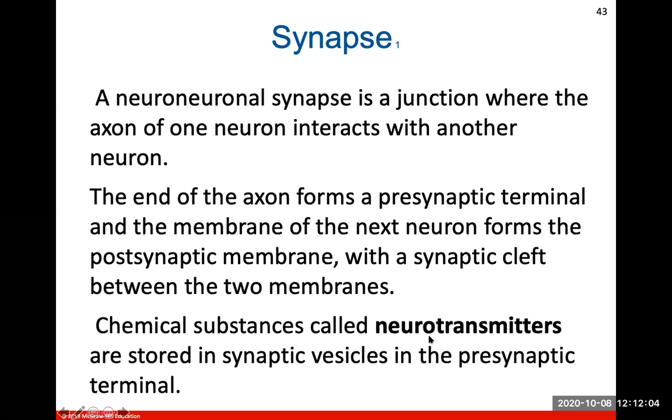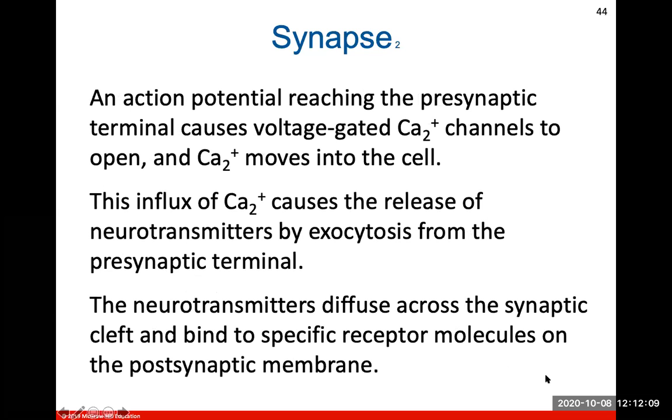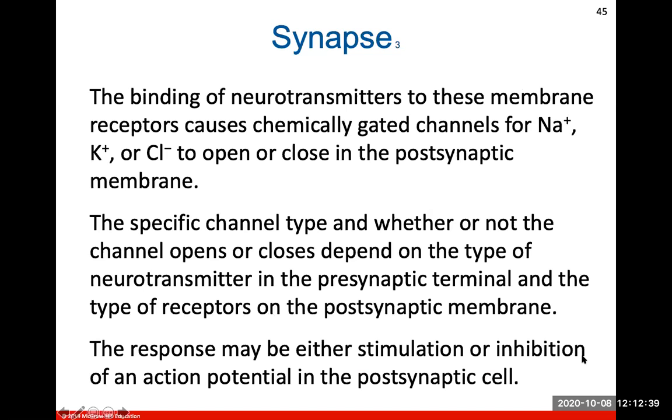Chemical substances called neurotransmitters will be stored in synaptic vesicles in the presynaptic terminal. When an action potential reaches the presynaptic terminal, or the end of that axon, that'll cause voltage-gated calcium channels to open and calcium moves into the cell. When calcium moves into the cell, this causes the release of neurotransmitters by exocytosis from the presynaptic terminal, and the neurotransmitters will diffuse across the synaptic cleft and bind to a specific receptor molecule on the postsynaptic membrane.